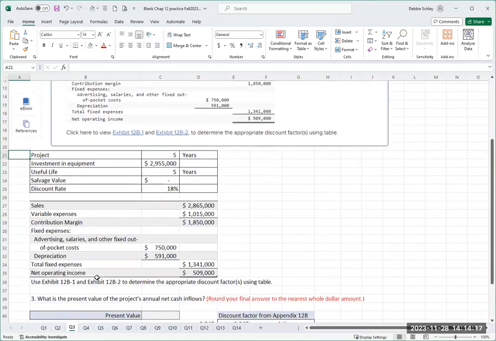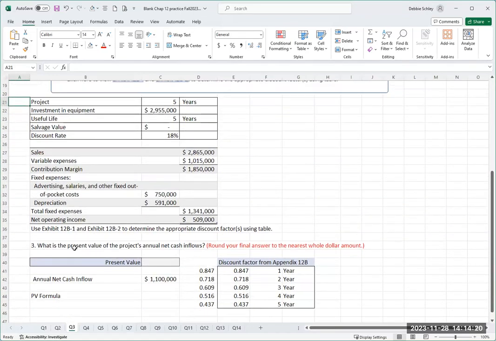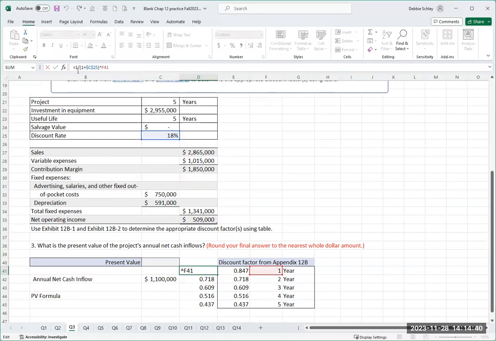Question 3, again, same information. What is the present value of the project's annual net cash inflow? So from question 2, mine is $1,100,000. And then we can get the discount factor from Appendix 12B, or if you'll recall that formula where it's 1 divided by 1 parentheses plus the discount rate. And if you anchor that cell, close parentheses, raised to the value of the year. And then I just do that for each consecutive year. That gives me those same numbers.